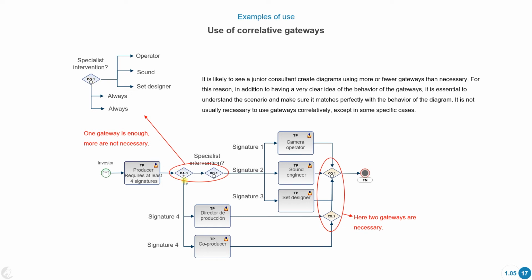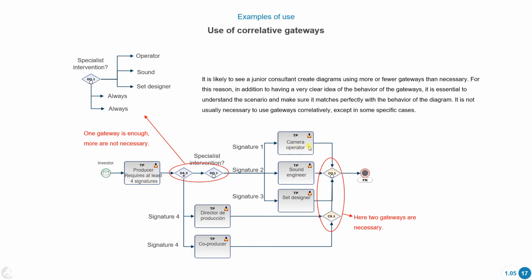Okay, but in this scenario back here, where we have to bring all these different flows together, we see that we have a CO gateway and a CX gateway. Why do we have a CO gateway? Because here we're going to wait for one or more, okay, depending on how many signatures were requested here.